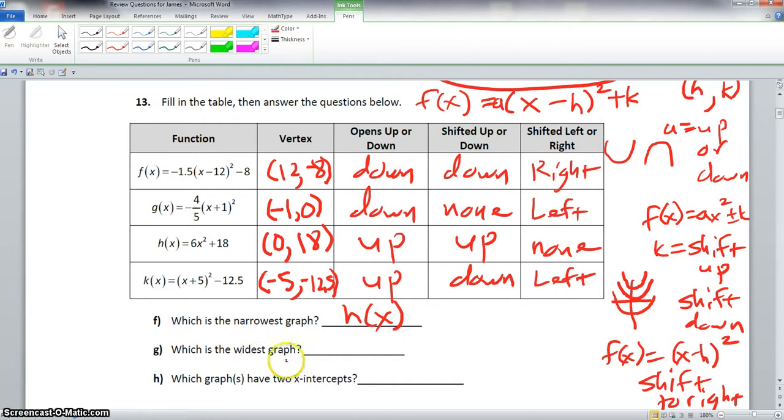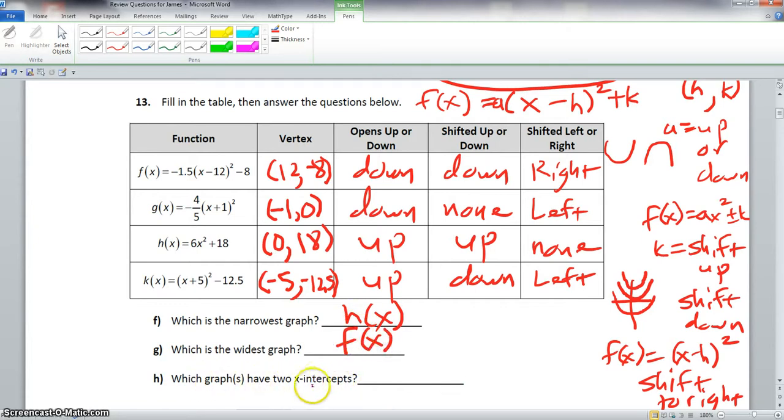Now the widest graph is our lowest number. We know our lowest number is going to be one of these negatives here. Remember, when we're dealing with a negative, it's the number that's furthest away from 0. And we know negative 1.5 is further away from 0 than negative 4/5. So we know that our widest graph will be f of x.